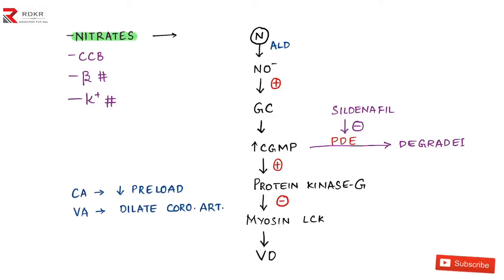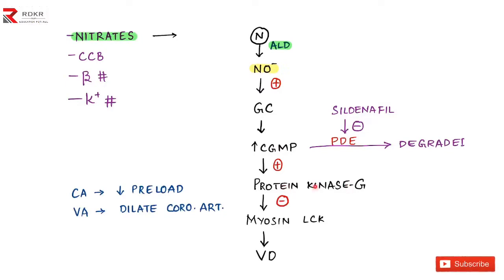The nitrates are metabolized by aldehyde dehydrogenase and they release nitric oxide. When the nitrates are metabolized by the enzyme aldehyde dehydrogenase, there is a release of nitric oxide. The aldehyde dehydrogenase is present both in the cytoplasm as well as the mitochondria. Coming to the point, when this nitric oxide is released, it stimulates guanylate cyclase, and the guanylate cyclase helps to form cyclic GMP. This cyclic GMP again stimulates protein kinase G.